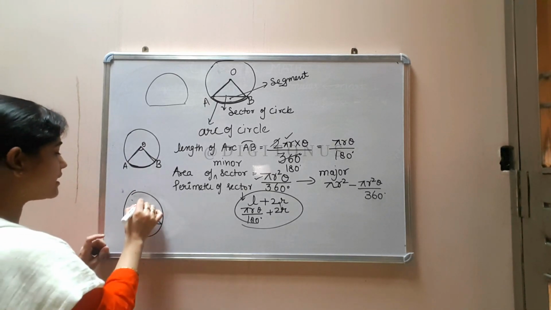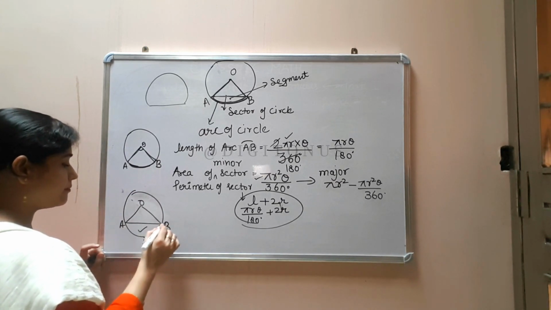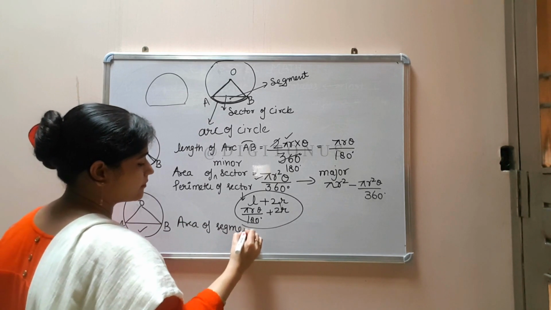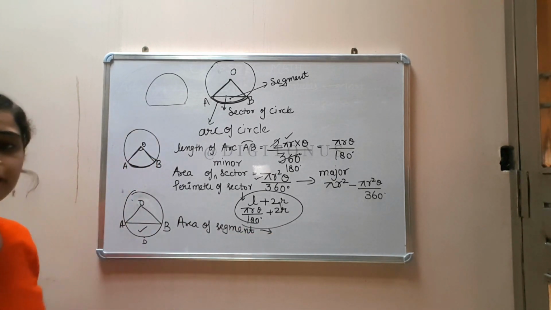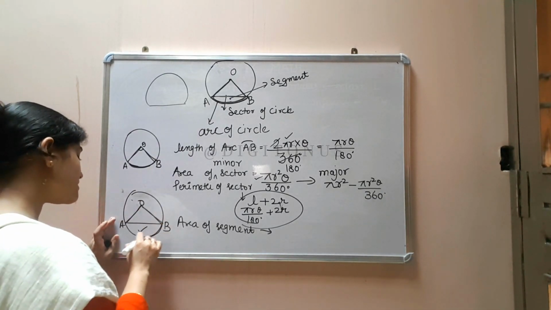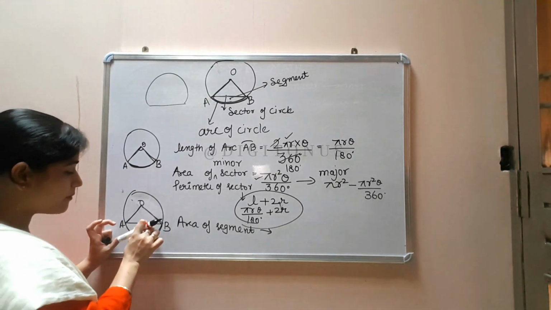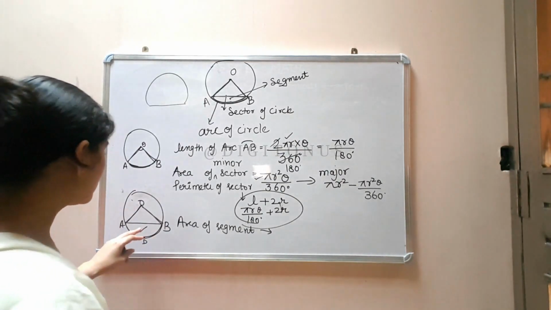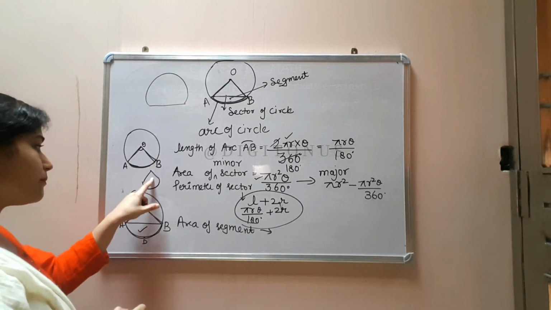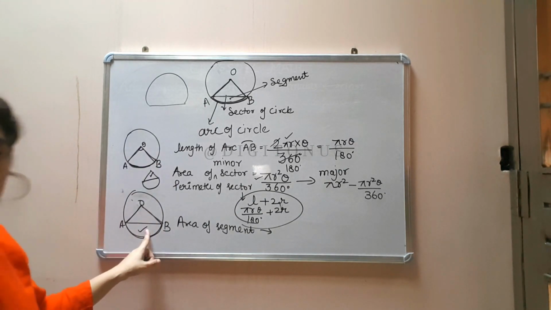This is the segment. Now they are asking the area of this segment ABDA. So how to find out the area of segment? You see this segment area is inside the sector. अगर आप ध्यान से देखेंगे, जो सेगमेंट का पार्ट है वो सेक्टर के पार्ट के अंदर ही है. तो अगर हम इस पूरे सेक्टर के पार्ट में से, this is the part of sector, if we subtract this triangle area from the whole sector part, then we will get the area of segment.